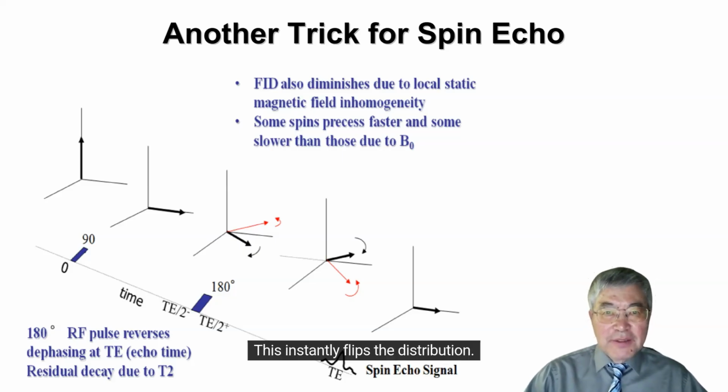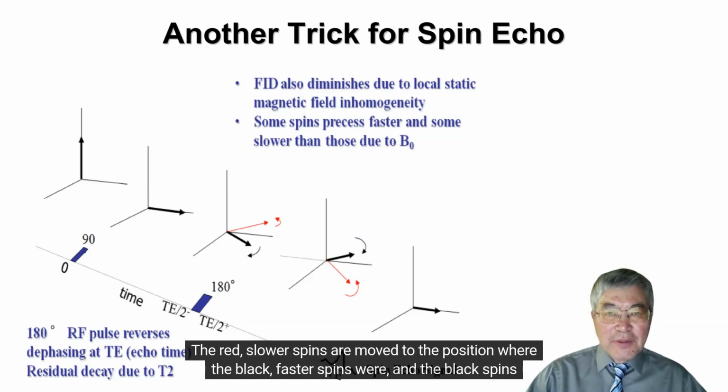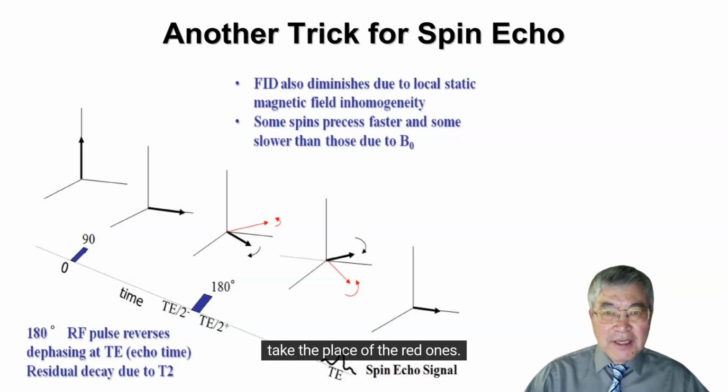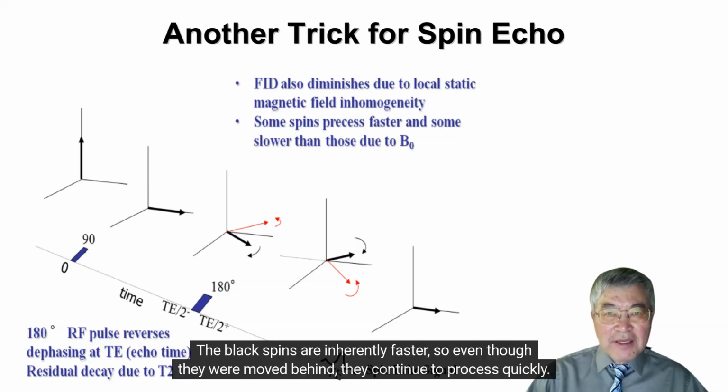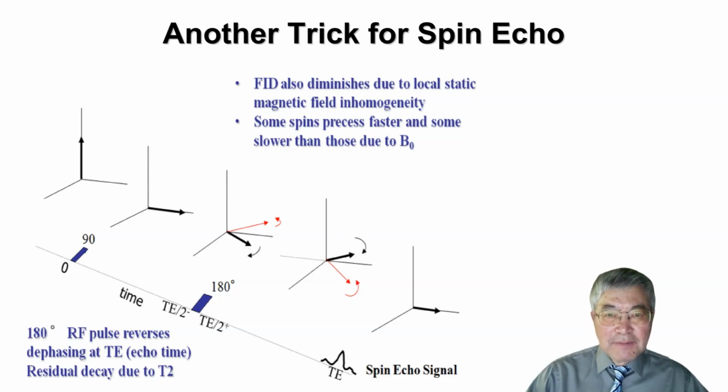This instantly flips the distribution. The red, slower spins are moved to the position where the black, faster spins were, and the black spins take the place of the red ones. But remember, the red spins are inherently slower. So even though they were moved ahead, they continue to precess slowly. The black spins are inherently faster, so even though they were moved behind, they continue to precess quickly.